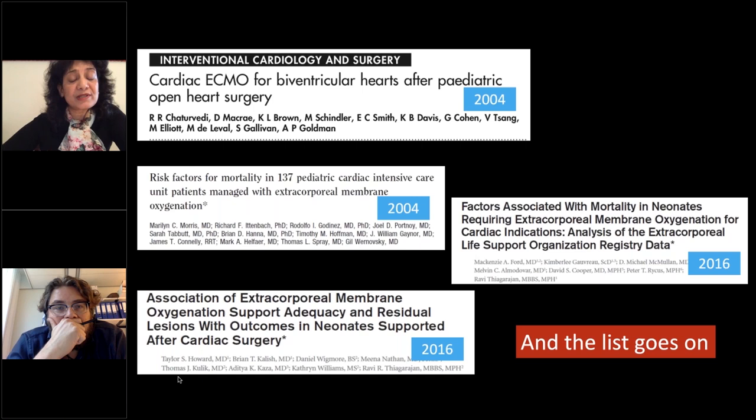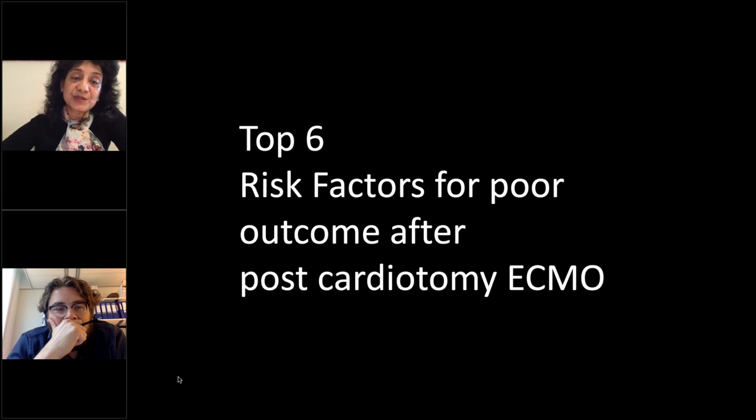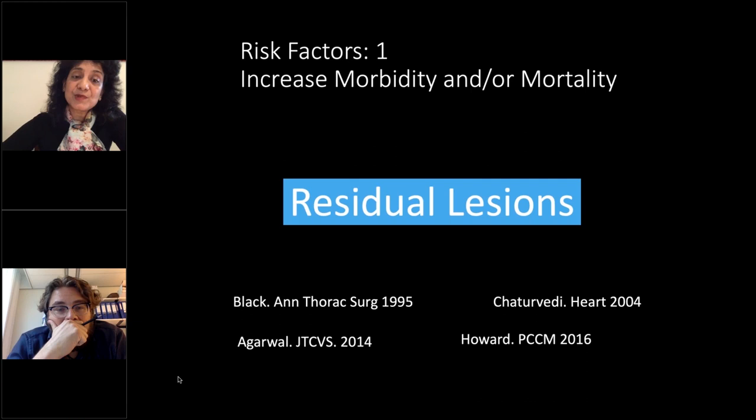So what I tried to do was pick out the top six risk factors for poor outcome after post-cardiotomy ECMO in children. The top one, which I think is most important, is the presence of residual lesions. Presence of residual lesions increases morbidity and mortality if not intervened.